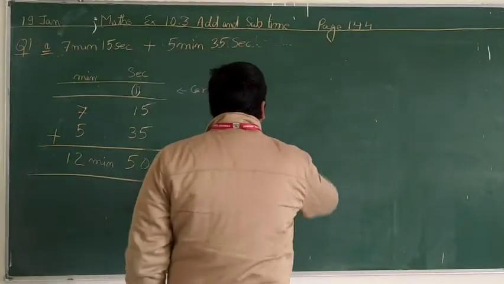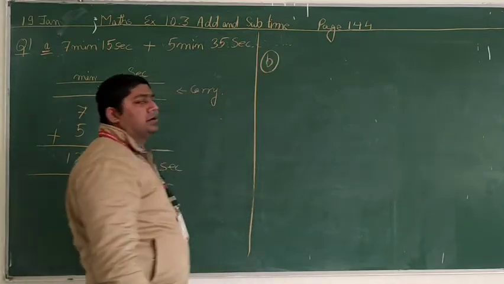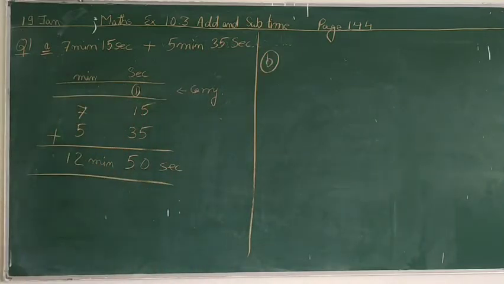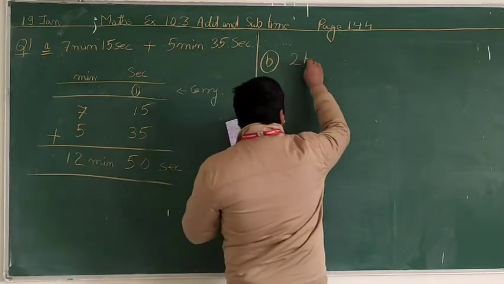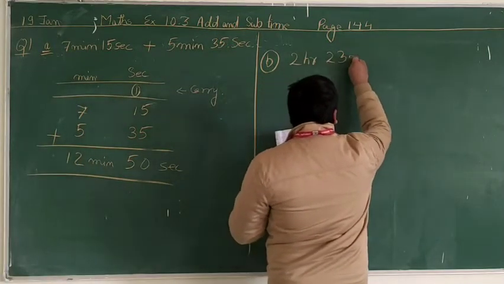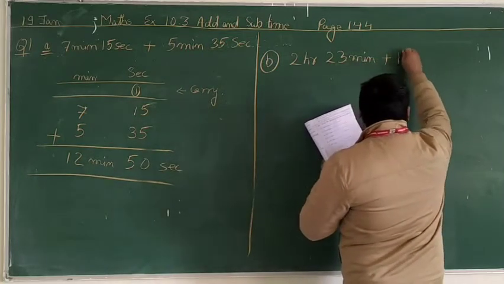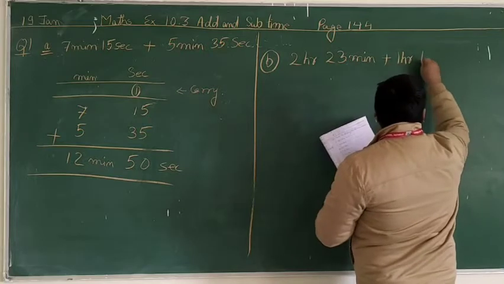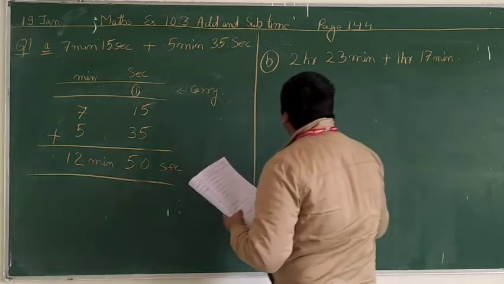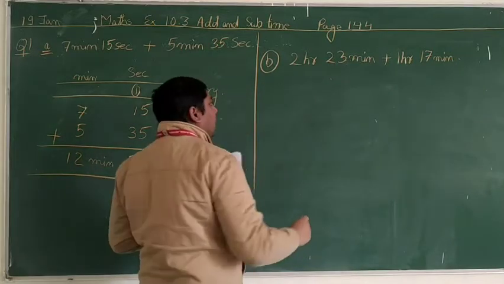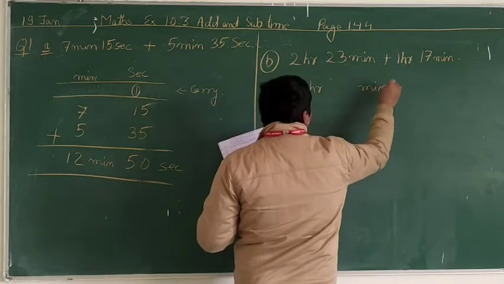B part of addition, and it is 2 hours 23 minutes plus 1 hour and 17 minutes. Now add them. We will make two columns. The first column is of hours and the second column is of minutes.